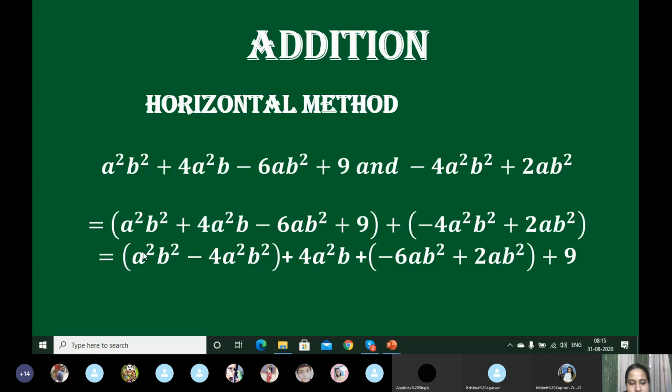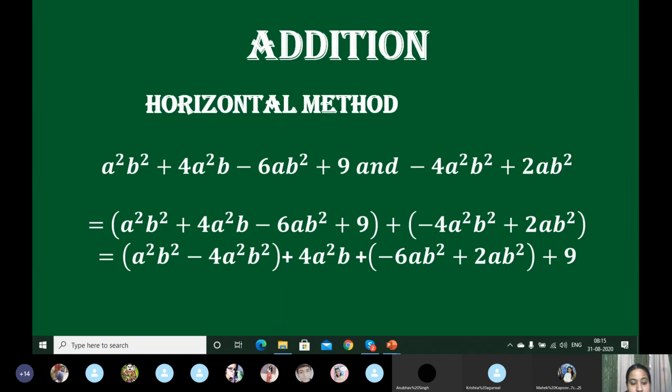If there is no number in front of an algebraic expression, what is there then? One. What will be the answer of this bracket?